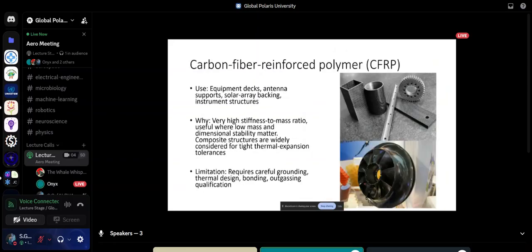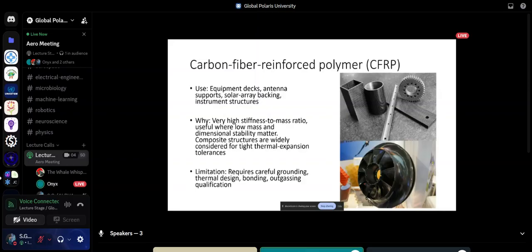Next, we have carbon fiber reinforced polymer. Also, we can just consider it carbon fiber. The main use is for equipment decks, antenna supports, and solar array backing. Also, it helps with the actual structure of instruments. So let's say, and it doesn't have to be necessarily instruments, I could make a cup holder and then put a camera through it and have that cup holder be made out of carbon fiber. Just as a random example I just pulled out.